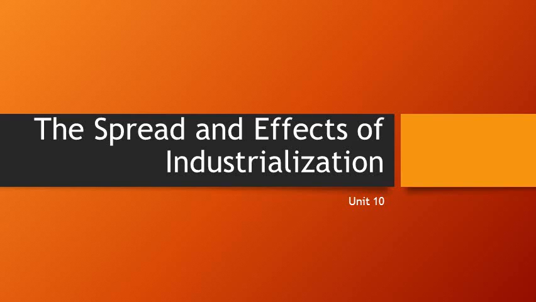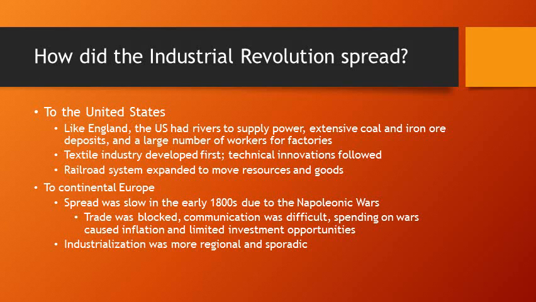The spread and effects of industrialization. How did the Industrial Revolution spread? It spread to the United States because, like England, the United States had rivers that could supply power. It had extensive coal and iron ore deposits, and it had a large number of workers, both farmers and immigrants, who could work in factories.